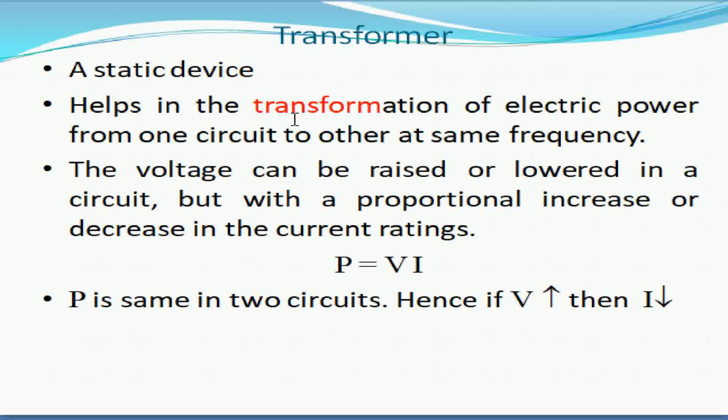So in the transformer, what happens? The voltage can be raised or lowered in a circuit, but with a proportional decrease or increase in the current rating. In the transformation, the power is maintained constant. The power is maintained constant by increasing or decreasing the current or voltage level proportionally. If the voltage is increased, the current is decreased to maintain the same power in the two circuits.